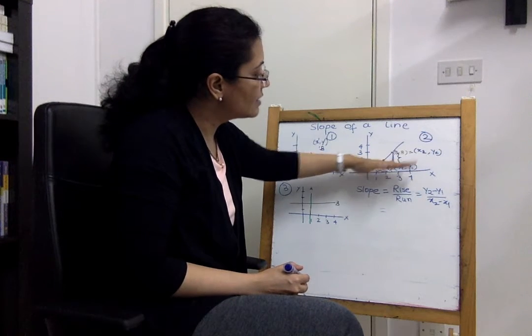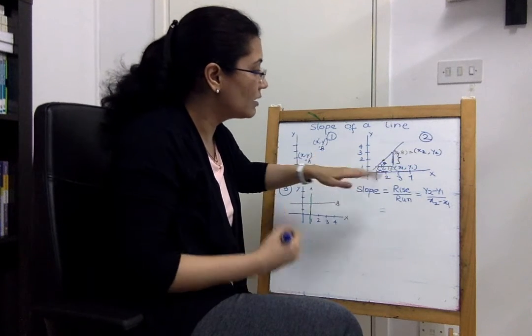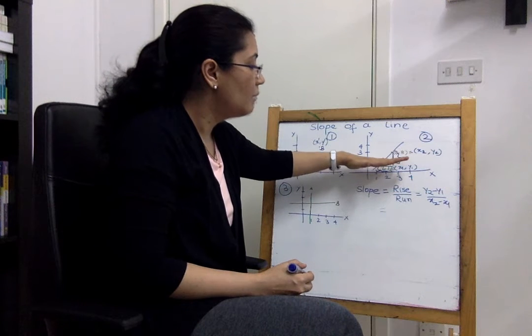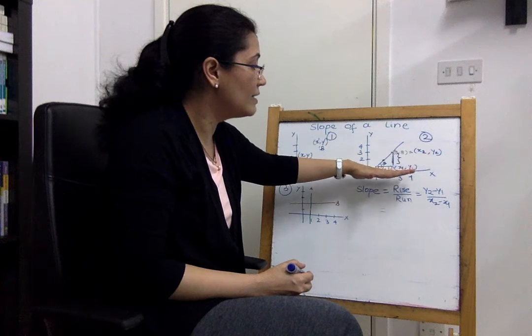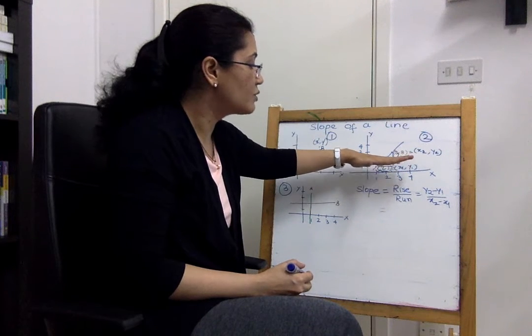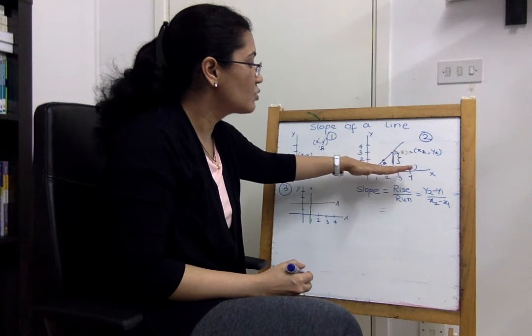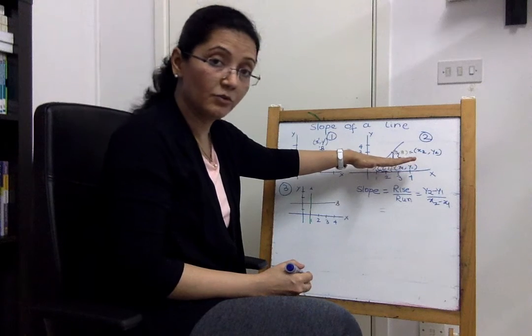When I say with the x-axis, you might think that this line is not the x-axis. But because this line is parallel to the x-axis, and parallel lines have the same slope, we can consider the slope with respect to a line parallel to the x-axis also.